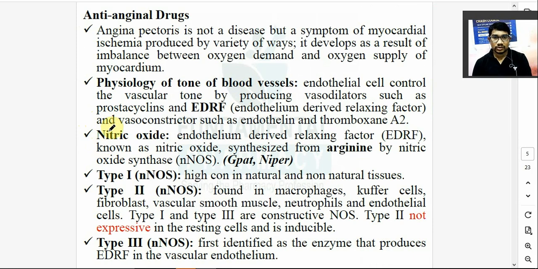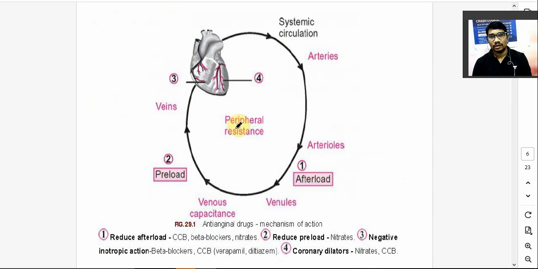So, nitric oxide is known as endothelium derived relaxing factor. It is very important because in your blood vessel there are certain endogenous vasodilator compounds which are synthesized locally in the blood vessel. There are certain vasoconstrictors which are also synthesized in the blood vessel, like endothelin.